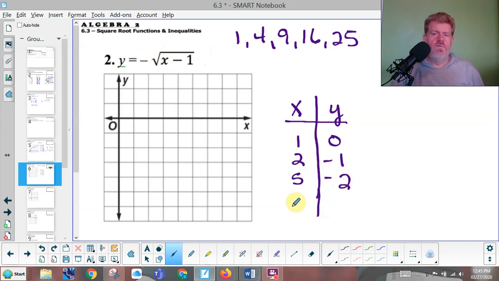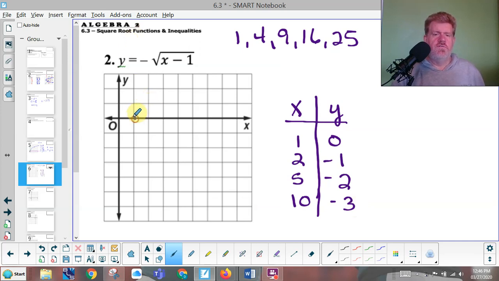Technically, I think we can fit one more, can't we? I think so. I'm not sure, but 9 would be the next number. What x value would give you an answer of 9 if you subtracted 1? Well, 10. 10 minus 1 is 9. So if I plug in 10, I get 10 minus 1, which is 9. Square root of 9, which is 3. The negative makes it negative 3. I'm not even sure the 10 will fit, but we've got a pretty good idea what this thing looks like.